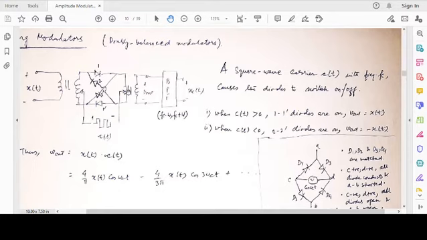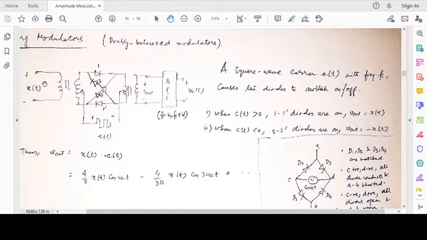The output is again coupled by a transformer, Vout. You have a bandpass filter which is between fc minus W to fc plus W. You get an output of the modulated signal. Let's see the principle of operation.